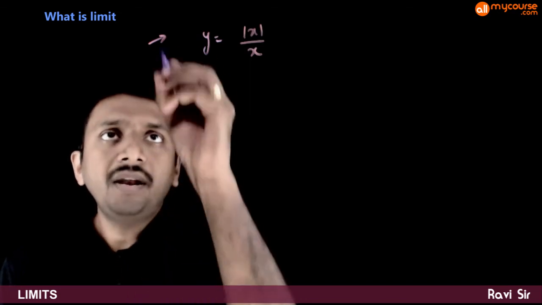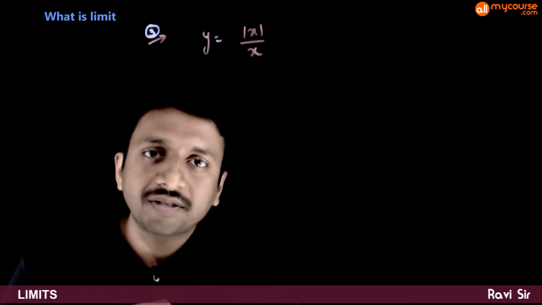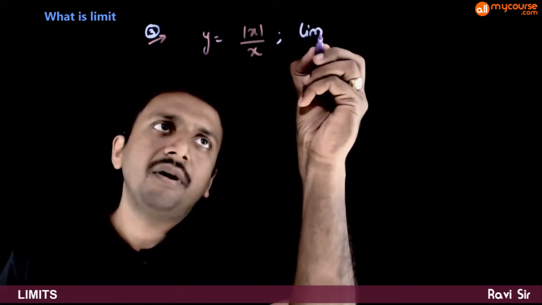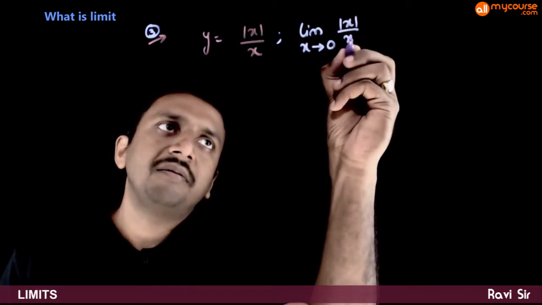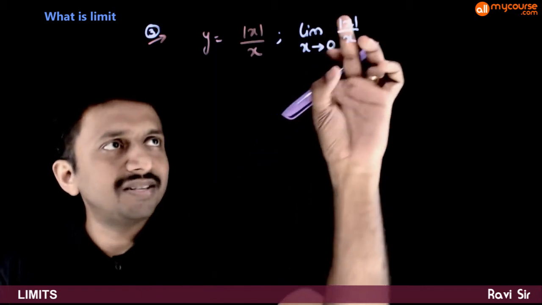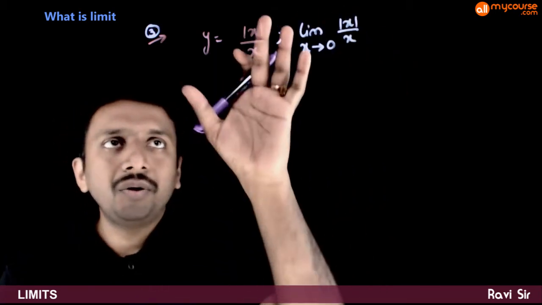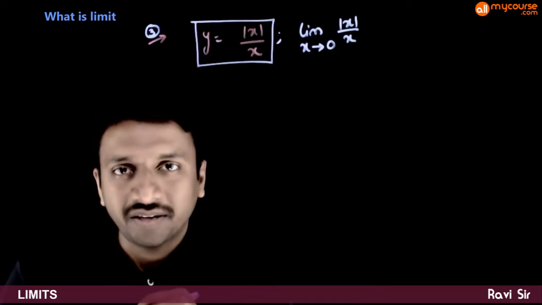So as the next example, let us take the function y is equal to mod x by x, and let us try to find the value of limit x tends to 0 mod x by x. So this is the function for which I want to find the limit. Now what do you understand about this function y is equal to mod x by x?